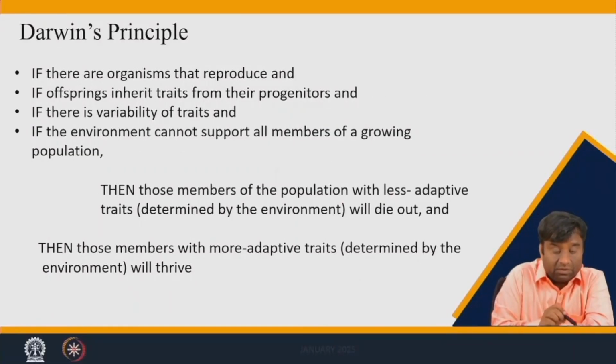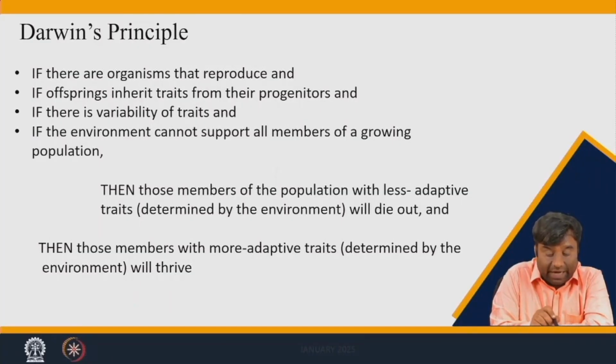So Darwin principle, you know that if there are living things, that is if there are organisms that reproduce, and if offsprings inherit traits from their progenitors, and if there is a variability of traits, that is behavior, and if the environment cannot support all members of a growing population, then those members of the population with less adaptive traits determined by the environment will die out, and then those members with more adaptive traits determined by the environment will thrive.